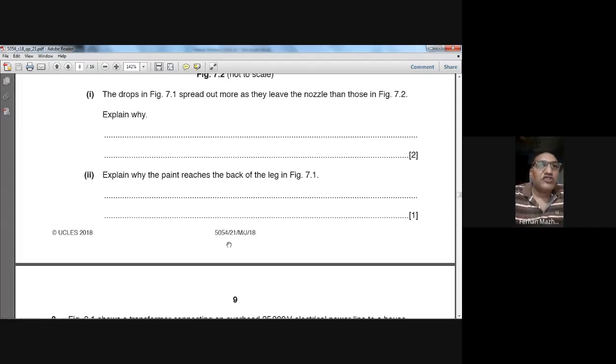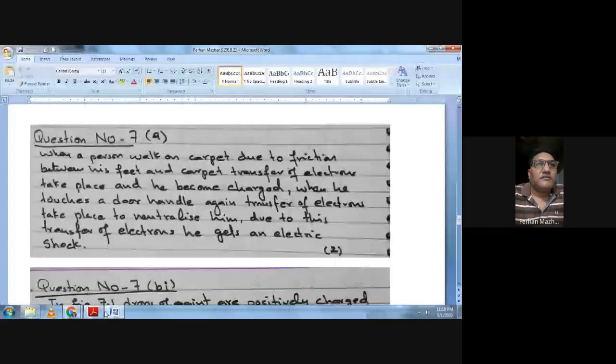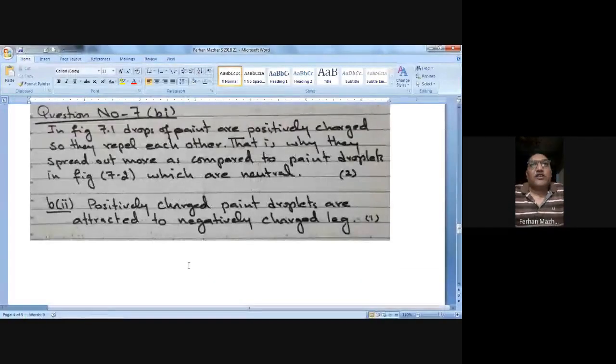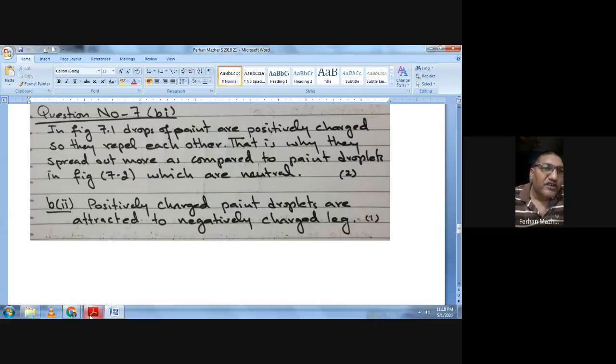So it's a 2 marks question. Let me read you the answer. B first part, question number 7. In figure 7.1, drops of paint are positively charged, so they repel each other. That is why they spread out more as compared to the paint droplets in figure 7.2, which are neutral. It's a 2 mark question. I hope you have understood this answer.